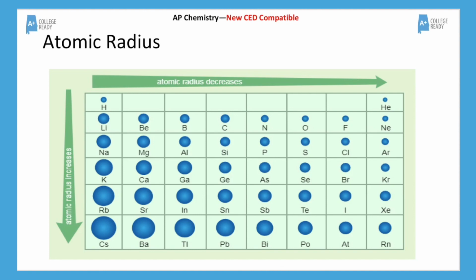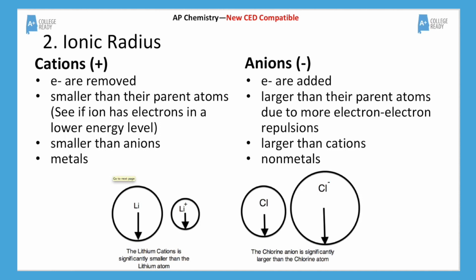Here are the trends, and it's good to know these. As you go across a period, notice the size is decreasing. As we go down a group, the size of atoms is increasing. So it's good to know those trends, but more importantly, on an AP question, just saying what the trend is will not get you any credit. You have to explain why these are the trends we observe. Okay, and we're going to get to the explanations later. So let's just go over the general trends first.